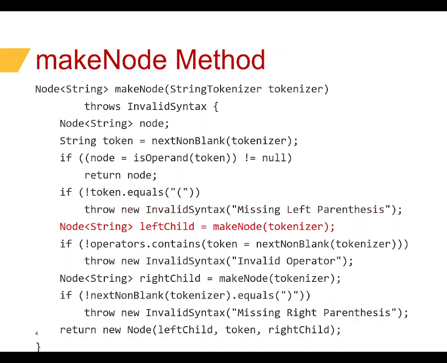Then a recursive call is made to parse the subexpression that will become the left child of this node. The next token must be one of the four operators, or the syntax is invalid. Then the second recursive call is made to construct the right child node. Finally, there must be a closing right parenthesis. And the final step is to construct the node from the two children and the operator and return it.